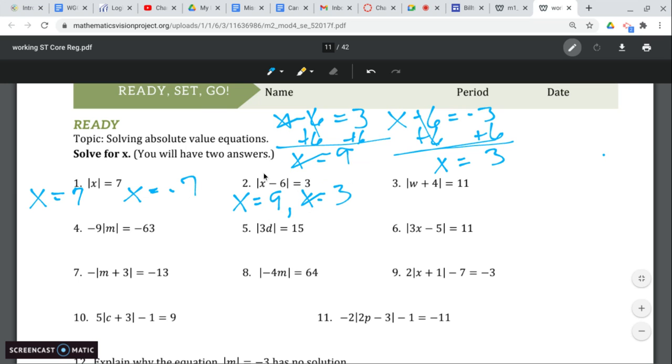If we plug these in, 9 minus 6 is 3. The absolute value of 3 is 3. 3 minus 6 is negative 3. The absolute value of negative 3 is positive 3.